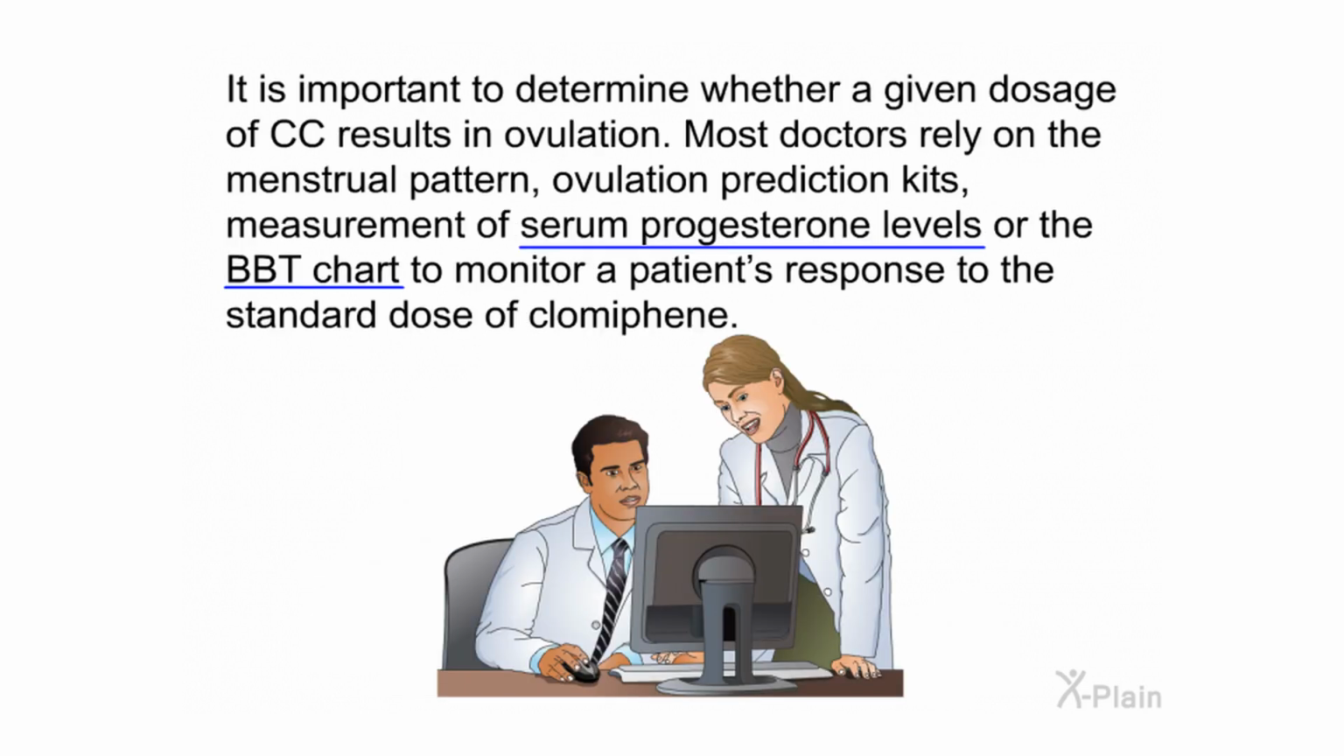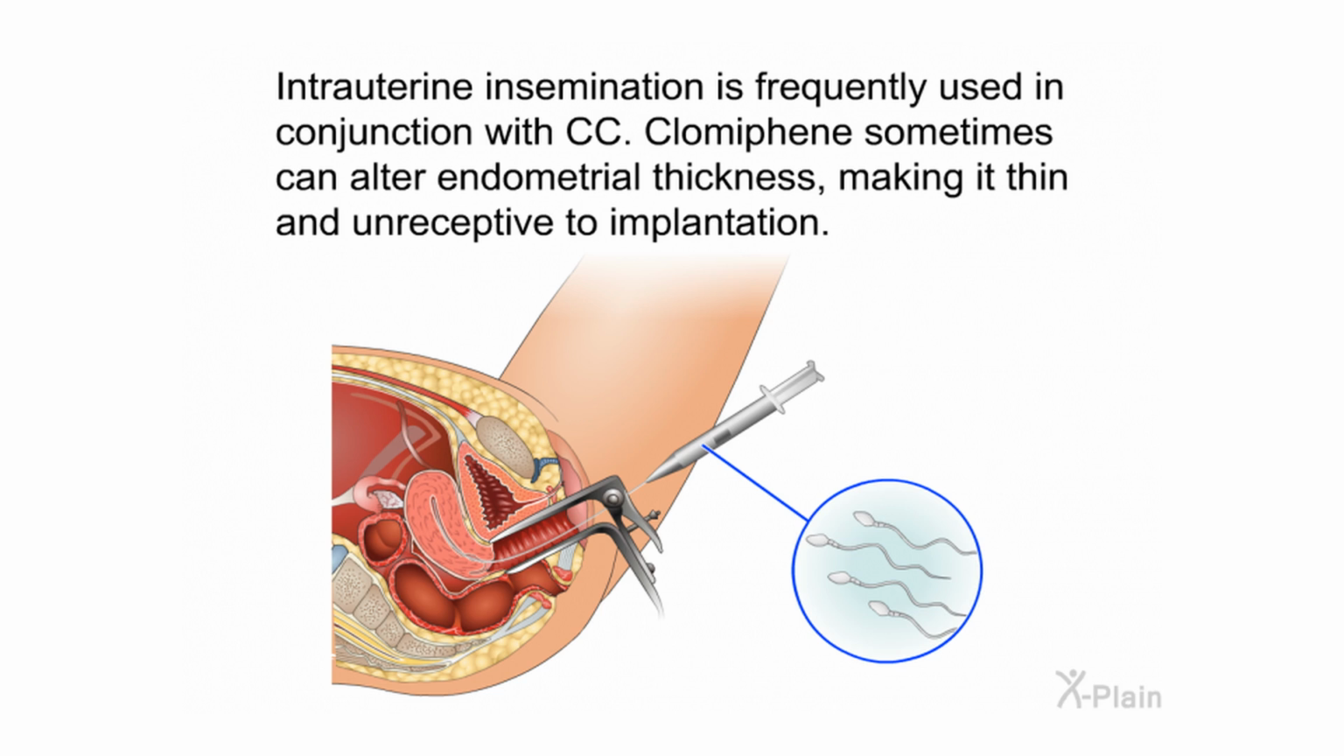It is important to determine whether a given dosage of CC results in ovulation. Most doctors rely on the menstrual pattern, ovulation prediction kits, measurement of serum progesterone levels, or the BBT chart to monitor a patient's response to the standard dose of clomiphene. Intrauterine insemination is frequently used in conjunction with CC. Clomiphene sometimes can alter endometrial thickness, making it thin and unreceptive to implantation.